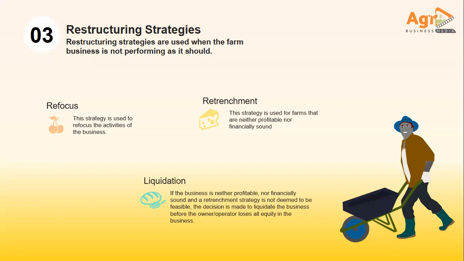Liquidation, what we are saying here is, if the business is not profitable, if it is not financially sound, and you tried the retrenchment strategy, or maybe the retrenchment strategy is deemed not to be feasible, the decision is then made to liquidate the business before you lose all your equity in the farm business.